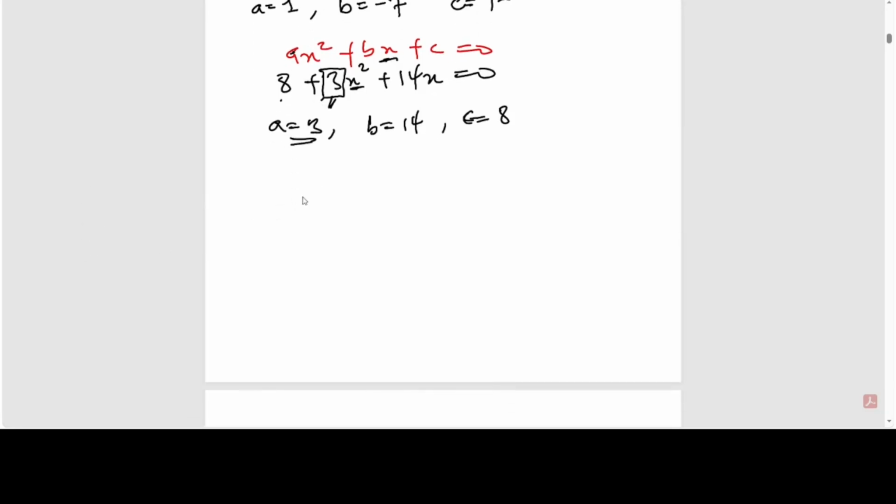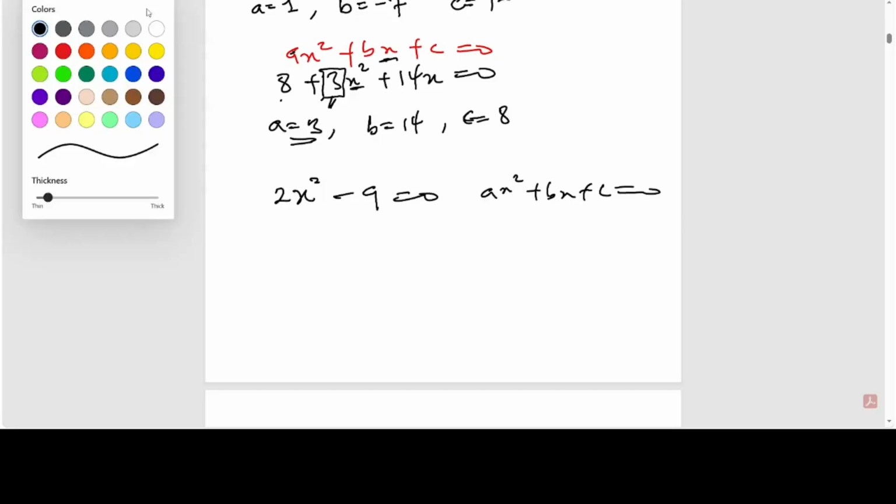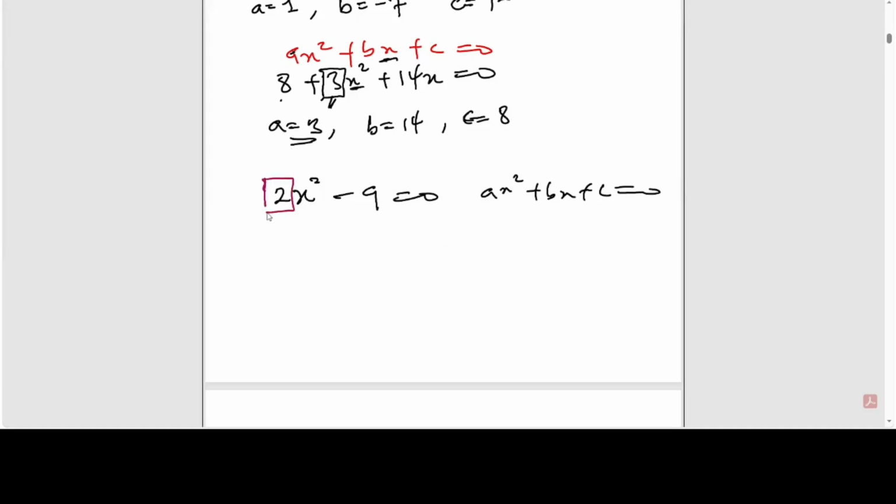Next example, let me write 2x squared minus 9 equal to 0. We want to identify our a, b, and c by comparing it to the general form ax squared plus bx plus c equal to 0. So look through the equation. Where's our x squared? It is here. So its coefficient becomes our a. So a is equal to 2.